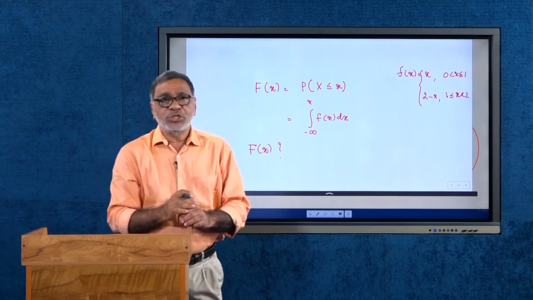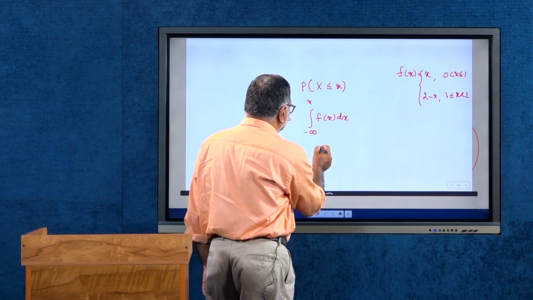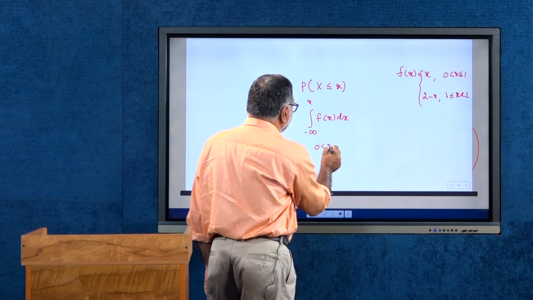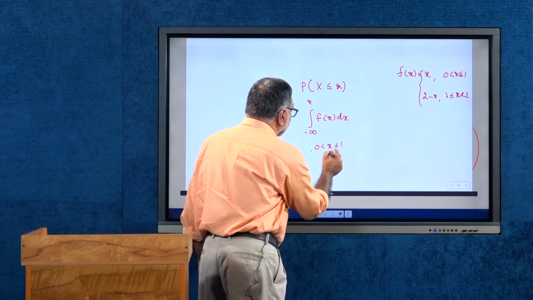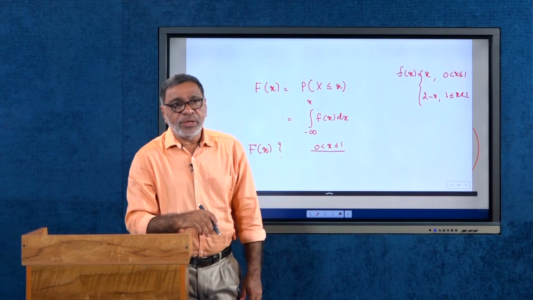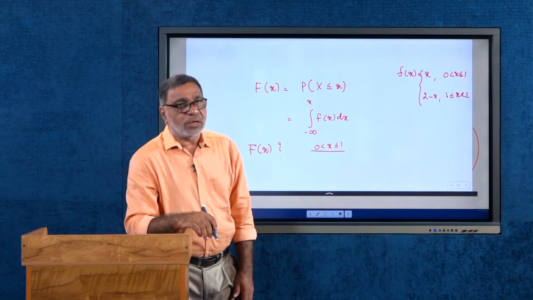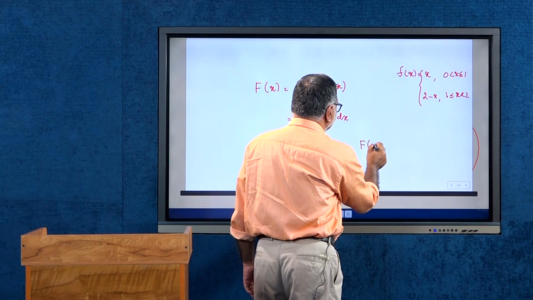How to find the distribution function? To find the distribution function, first of all you consider x to be in between 0 and 1, case 1, because you are given the function like that. So, when x is in between 0 and 1, what is our capital F of x? That is the distribution function.